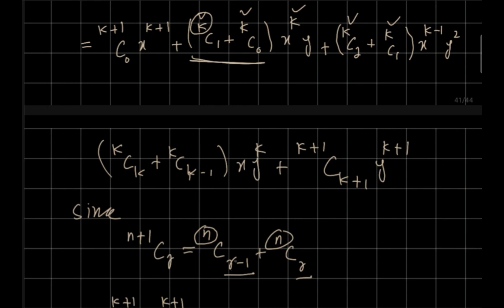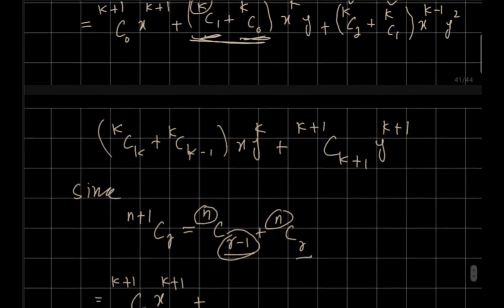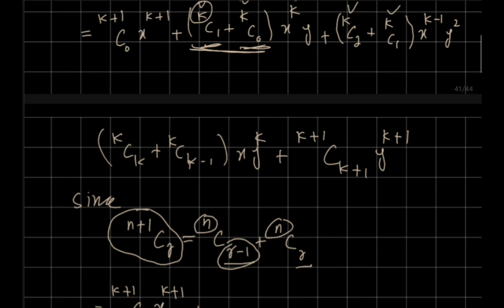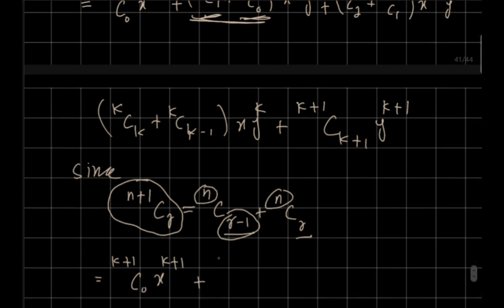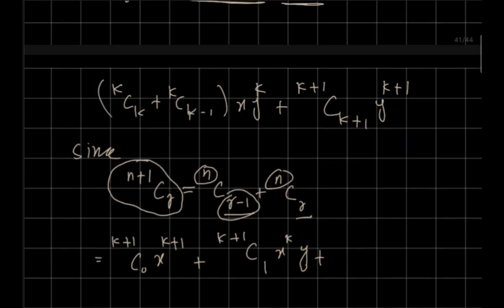Because if I replace r by 1 you will get kc0 and then you will get kc1, which is here kc0 and kc1. So r is replaced by 1 and n is replaced by k. So here you will get n is equal to k and r is 1. K plus 1 c1, and you will write this thing x to the k y.